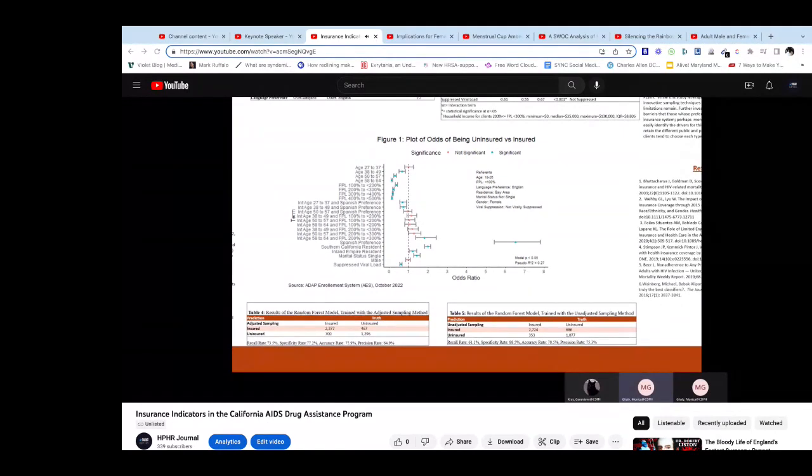Looking at the metrics below tables 4 and 5, we can see that the adjusted sampling schema has a recall rate of 73.5%, while the unadjusted sampling schema has a recall rate of only 61.1%.